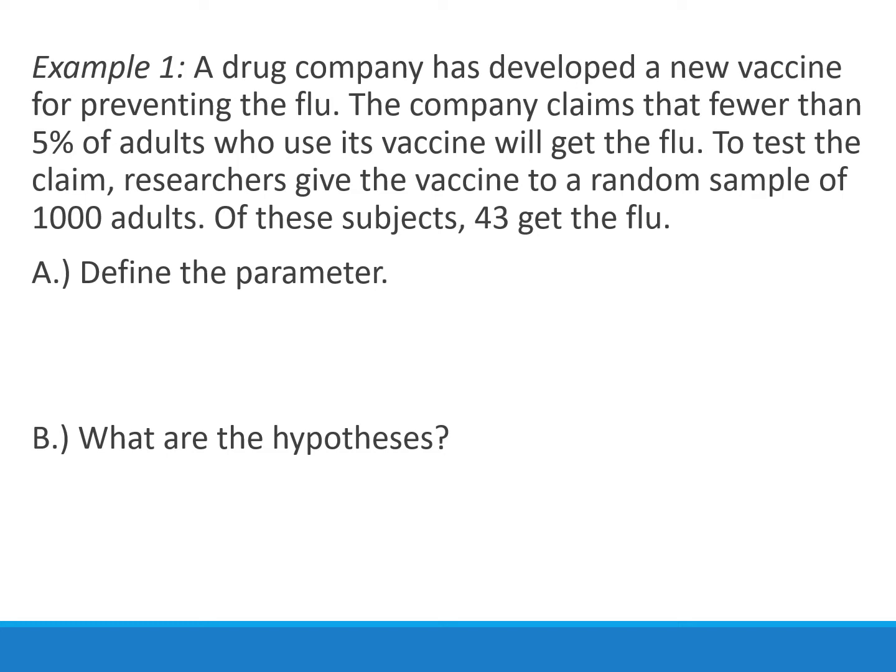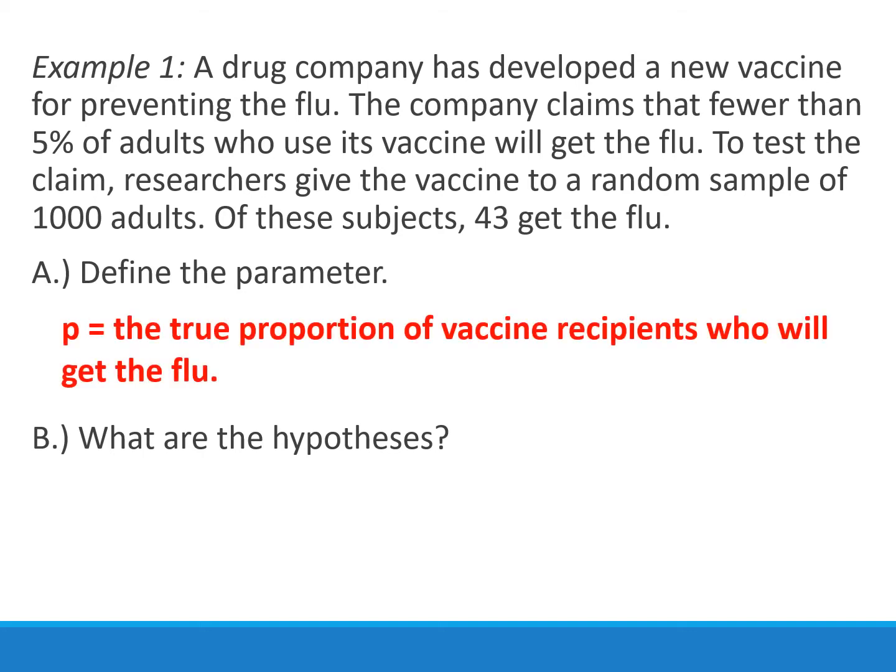Researchers want to test this, so they give the vaccine to 1,000 people, and they find that 43 of them get the flu. To find the parameter, P is going to equal the true proportion of vaccine recipients who will get the flu. And the hypotheses are based on this statement up here. The company claims that fewer than 5%. So that's what we want to prove. We want to prove that if you take this vaccine, there's a less than 5% chance you get the flu. Null hypothesis, P equals 0.05. Alternative, P is less than 0.05.